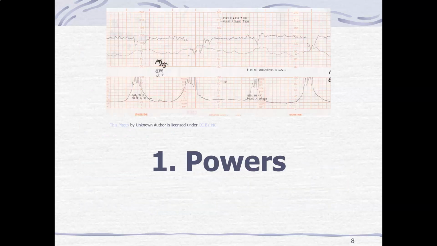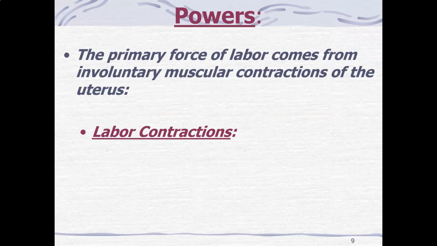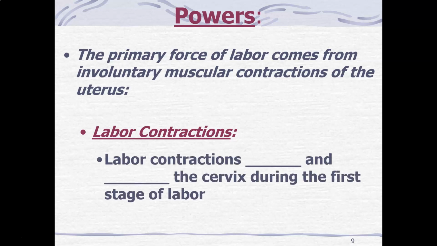So powers, we're going to break this down. Powers, there is a primary force and a secondary force. So the primary force of labor comes from involuntary muscle contractions of the uterus. The secondary force is what? The secondary force is the abdominal muscle contractions from the mom pushing. So there is primary and secondary forces of labor to help. Labor contractions, they dilate and efface the cervix during the first stage of labor. So dilate means open and efface means thin the cervix.